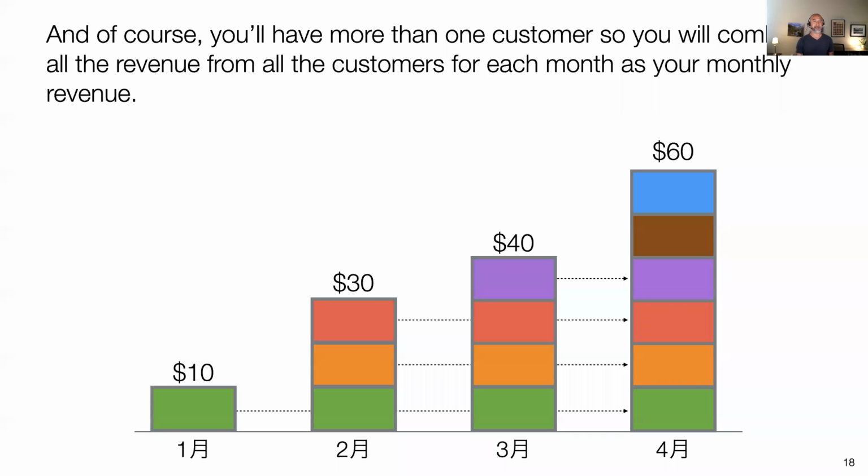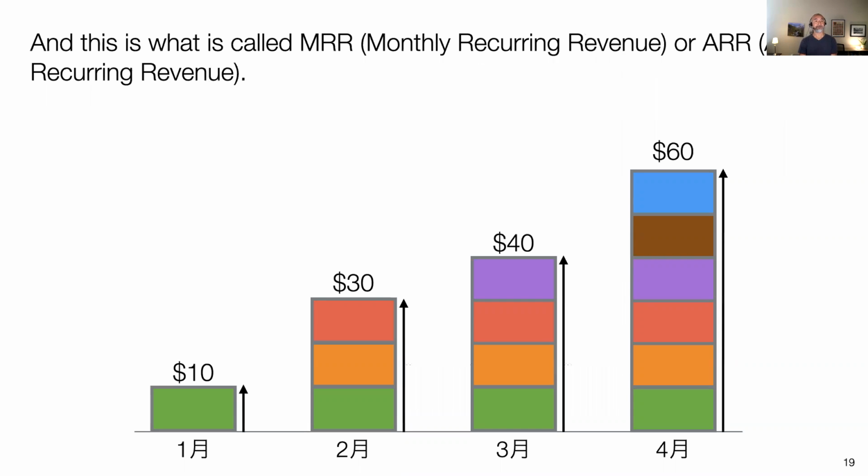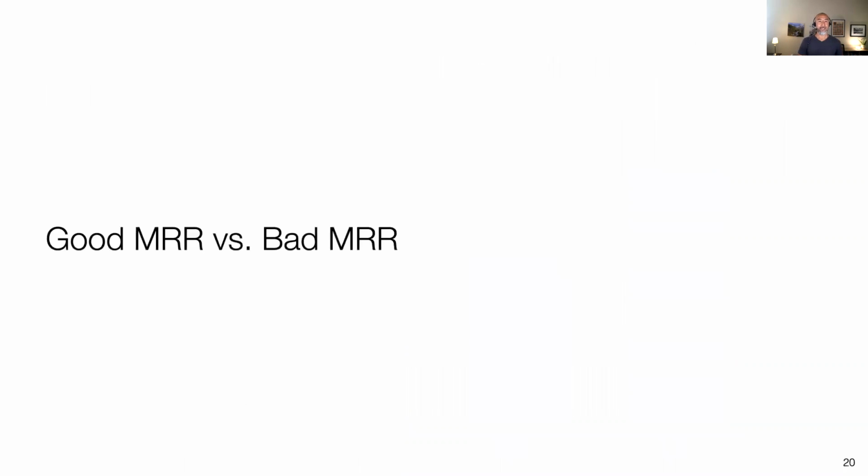So let's say each customer is colored green, orange, and red or something like that. Then each month you combine the revenue from all the customers, and that becomes the monthly recurring revenue. We sometimes call it MRR for monthly, or ARR for annual recurring revenue. If you're calculating this annually, then it becomes ARR. Okay, so that's the basics of the SaaS business and the MRR, and all the jargon.